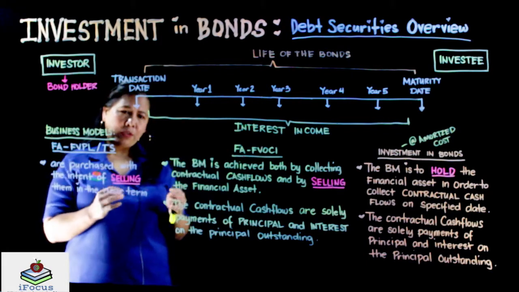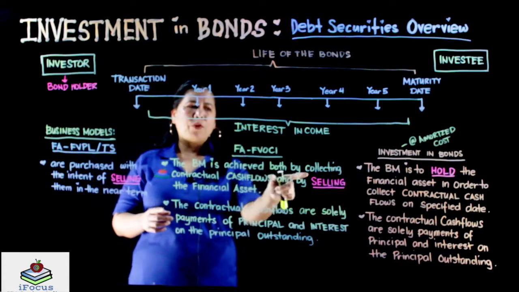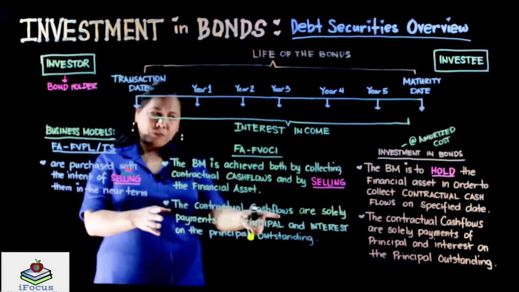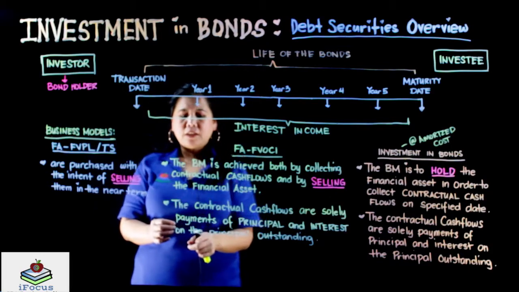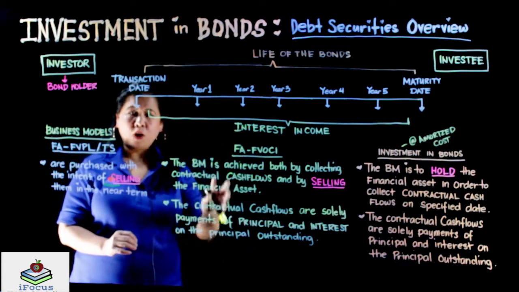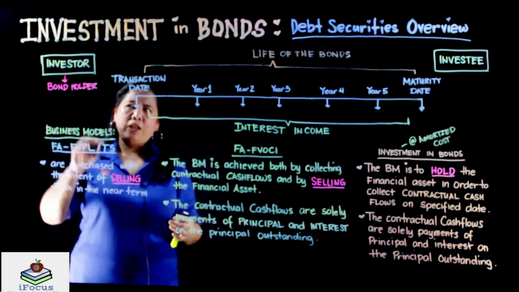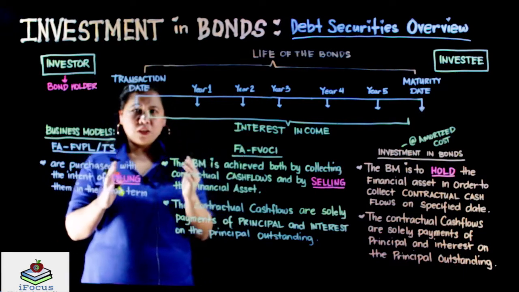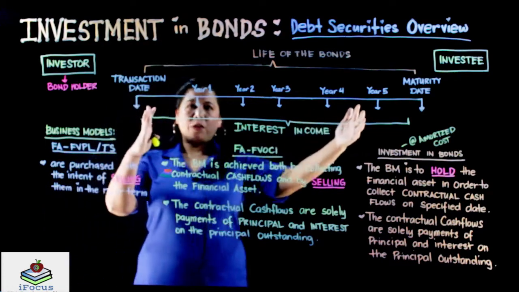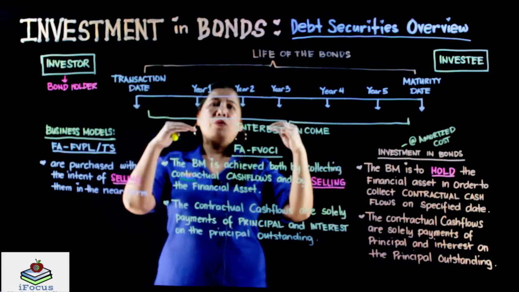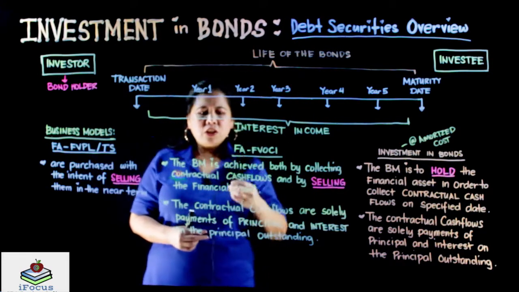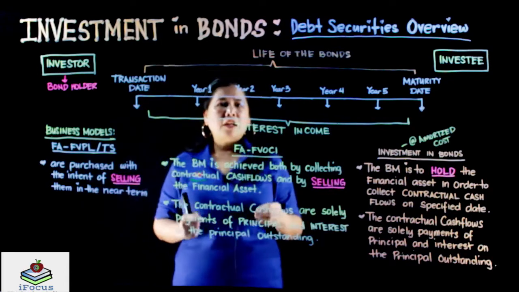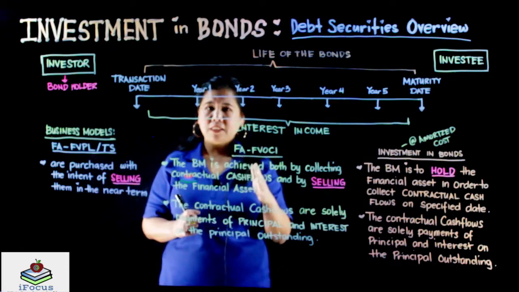Now, kapag ang intention naman niya is the business model is achieved both by collecting the contractual cash flows and by selling the financial asset. The contractual cash flows are solely payments of principal and interest on the principal outstanding. Anong ibig sabihin nito? Ang ibig lang sabihin niyan is kina-classify ni investor ang kanyang investment as financial asset, FVOCI, kapag ang intention niya ay hawakan ito for a longer period of time, pero during the life of the bonds, ibibenta rin lang niya ito. Okay? Kapag nagkaroon na siya ng opportunity na mas mataas na ang fair market value ng bonds na yan, ay pwede na niyang ibenta. Then, ang kanyang classifications ay financial asset, FVOCI.